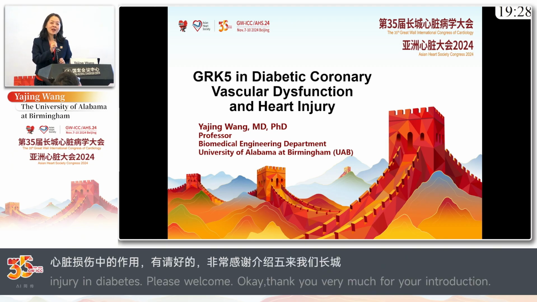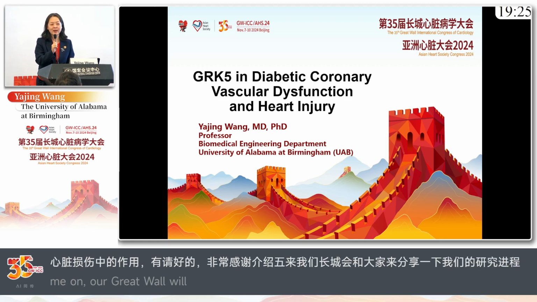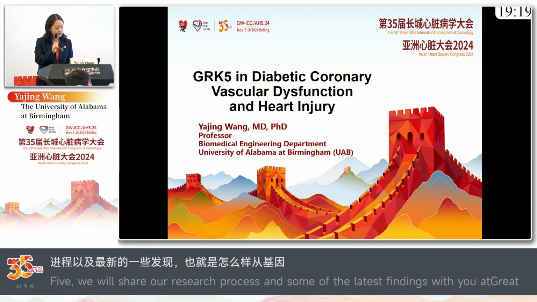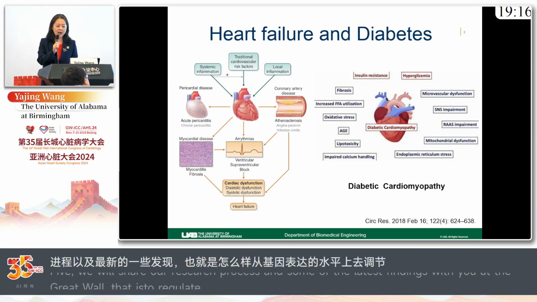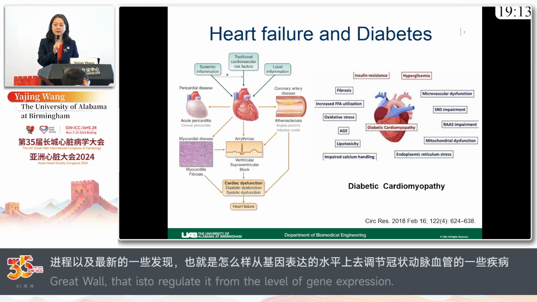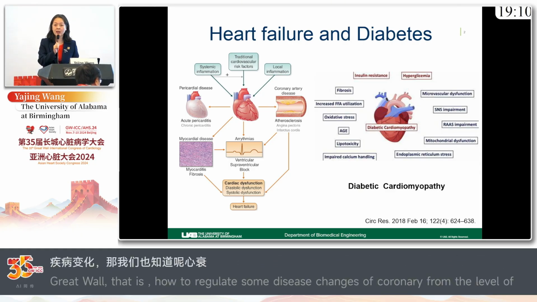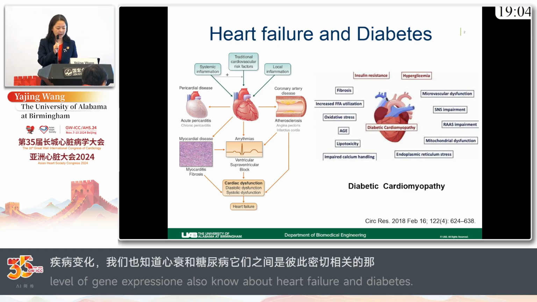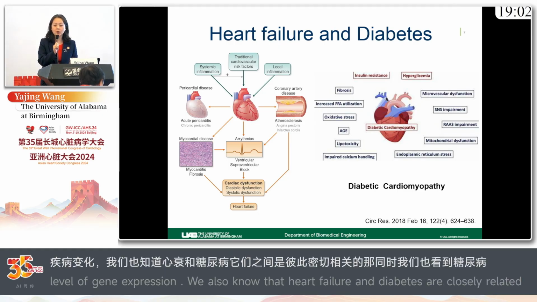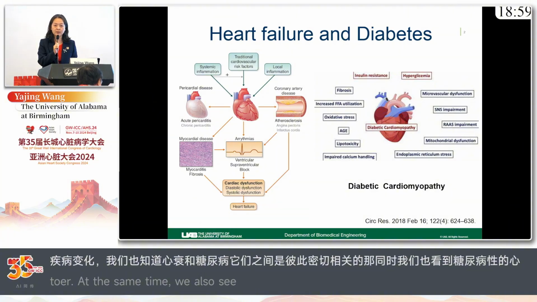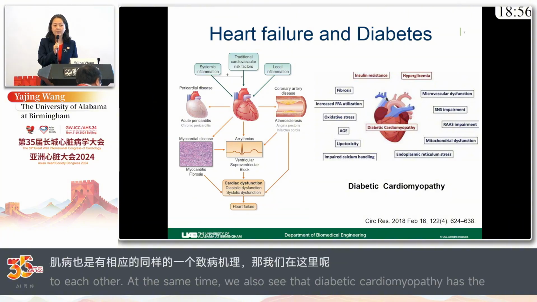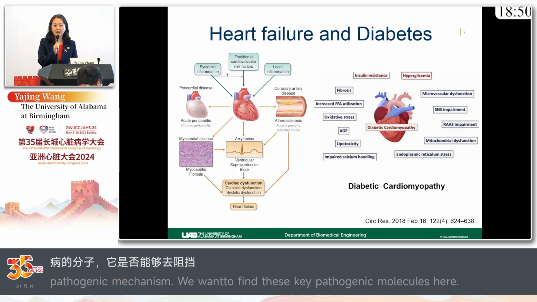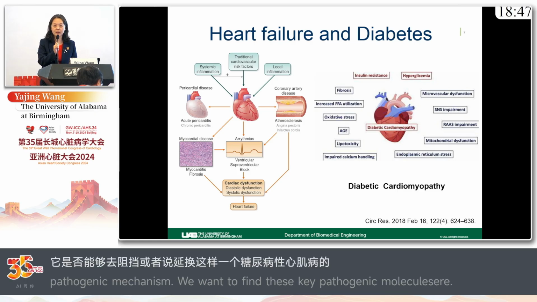Recently, we discovered how a gene regulates diabetic coronary vascular dysfunction. As we know, heart failure and diabetes are linked to each other with strong associations. Diabetes is an independent risk factor leading to diabetic cardiomyopathy. Many researchers are trying to identify key molecules that can either block or slow the process of developing diabetic cardiomyopathy and then hinder the progression to heart failure.